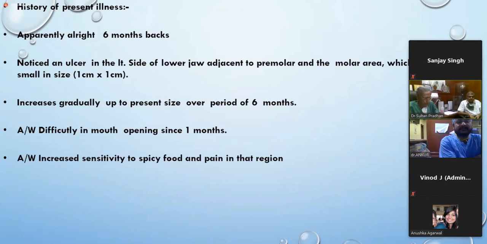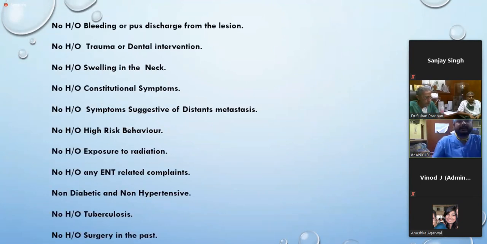It is associated with difficulty in mouth opening since 1 month and increased sensitivity to spicy food and pain in that area. No history of bleeding or pus discharge from the lesion, no history of trauma or dental intervention, no history of swelling in the neck, no constitutional symptoms, no symptoms suggestive of distant metastases, no history of high risk behavior, no exposure to radiation, no ENT related complaints. Patient is non-diabetic and non-hypertensive.